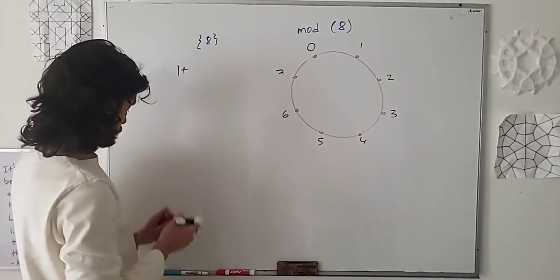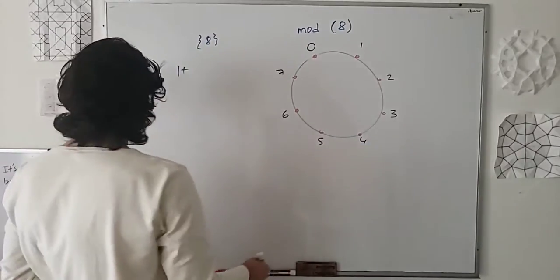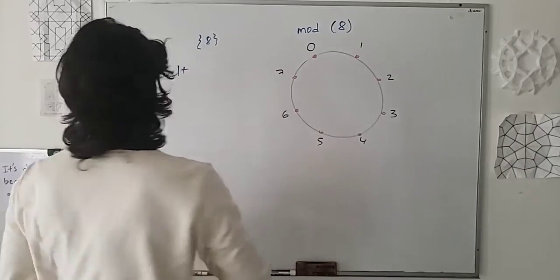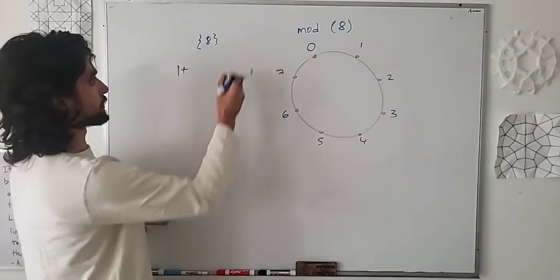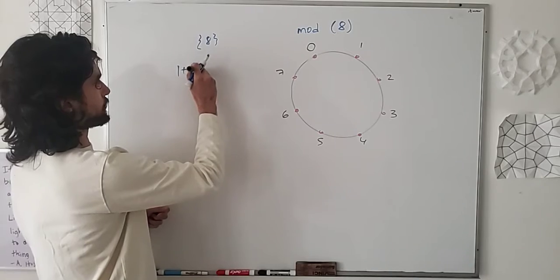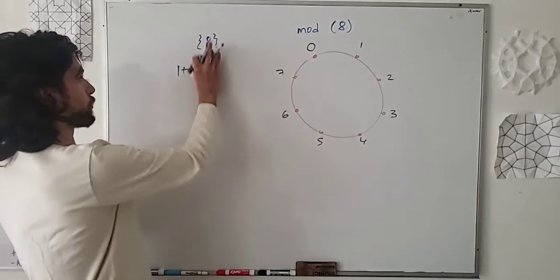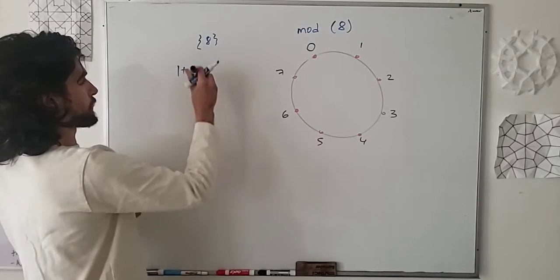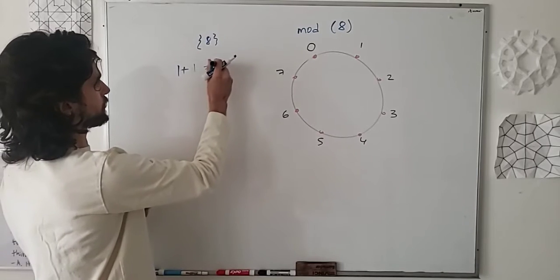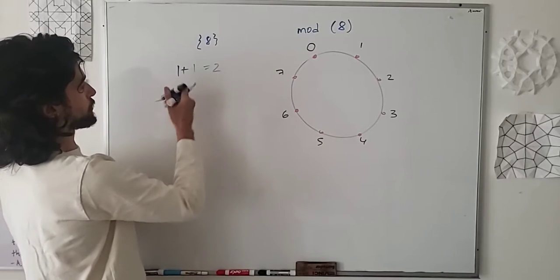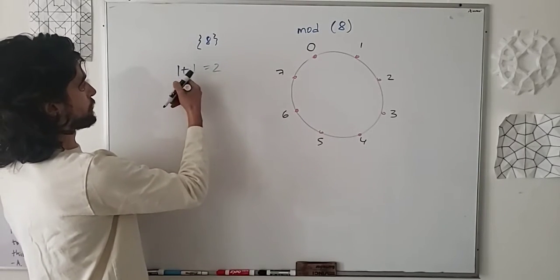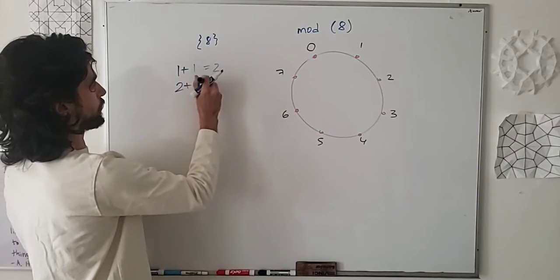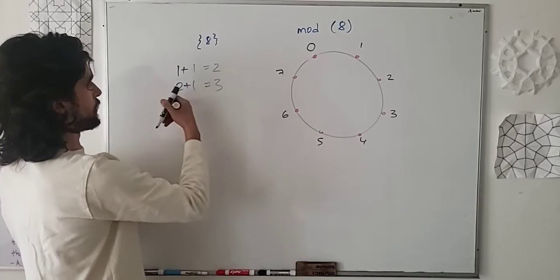So actually I should use another color. Do I have more colors? I have here this green color. So this is going to be my K. So here I'm going to write in 2. Maybe I should write in 1 first. So 1 plus 1 equals 2, and then we're going to jump in here to 2 plus 1 equals 3.